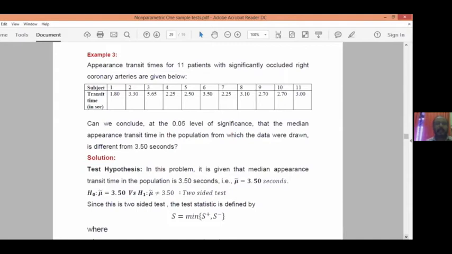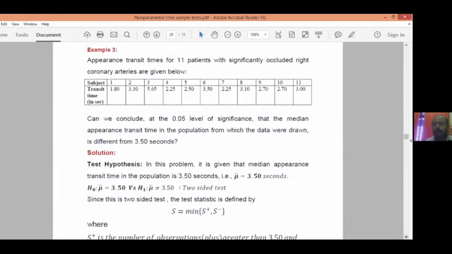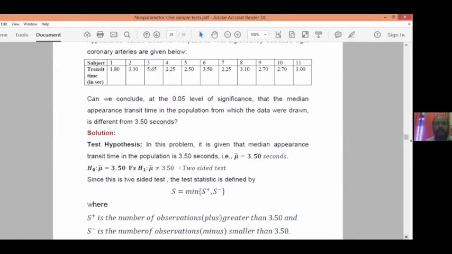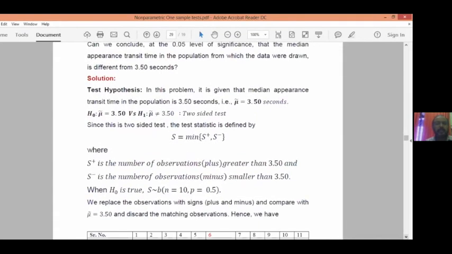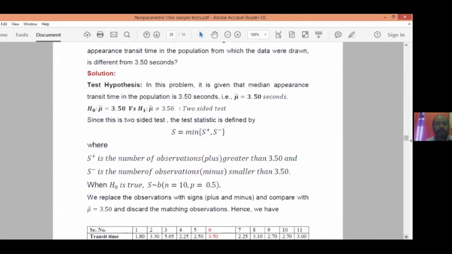And there is another problem which I am showing here. I will provide these slides to the participants through our organizer, so you can go through the detail and find how it is working. This is the two-tailed test. The hypothesis is set exactly, and then plus and minus.